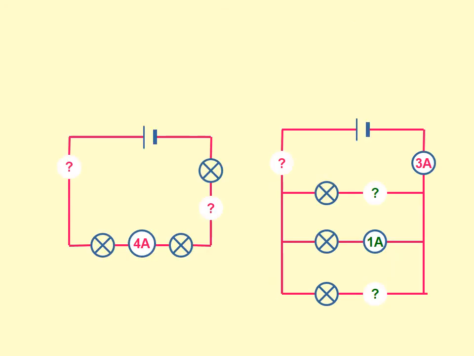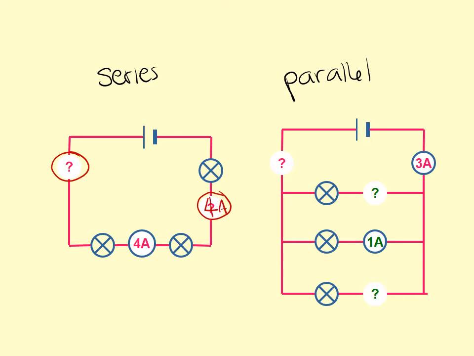So let's have a go at this question here. Here we've got a series circuit and a parallel circuit. Now let's take the series circuit first. If I connected an ammeter here and an ammeter here, what would the current likely be? Remember, there's only one path for the current to travel. So if it's only going to have one path to travel, that means the current is going to be the same at each point in the series circuit.